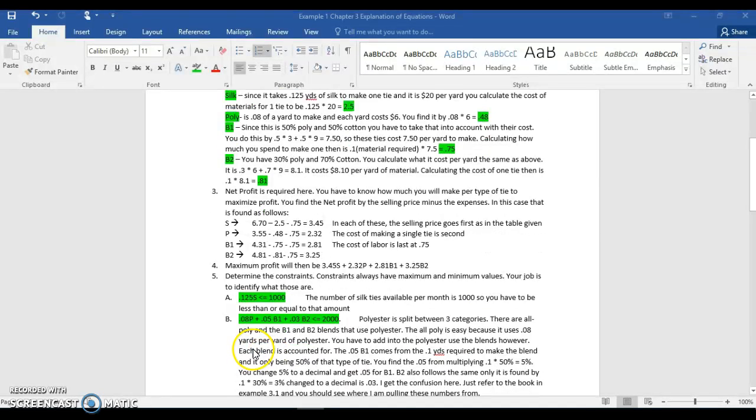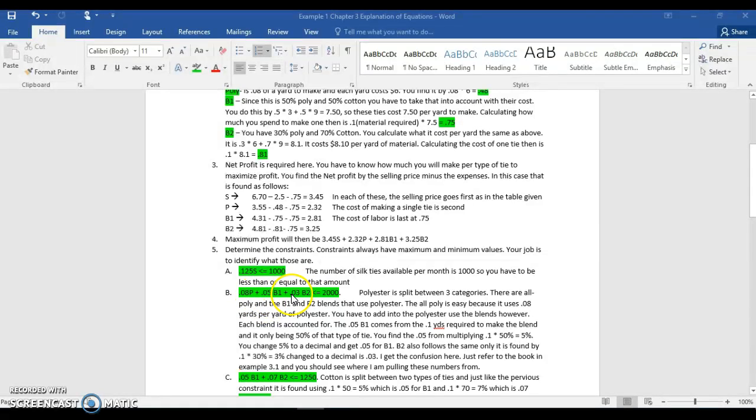This one right here, this is your polyester being used. Your polyester is easy. Right here, this 0.08, that's how much polyester you use per tie, right? So that's your polyester for the all polyester ties. This 0.05 for B1, the way that is found is down here.